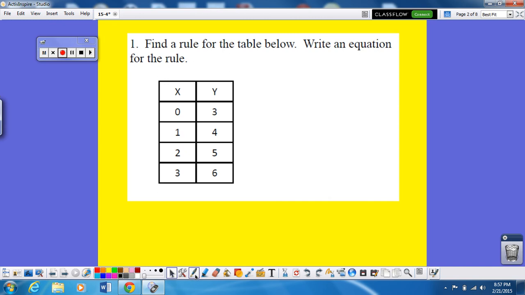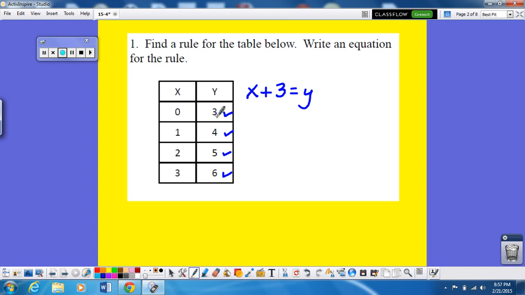So let's work with a few and see how this goes. Let's find a rule for this table. Let's see if we can figure out what they've done here. From 0 to 3, it looks like maybe they've added 3. 0 plus 3 is 3. 1 plus 3 is 4. That one works too. 2 plus 3 is 5, and 3 plus 3 is 6. So I can safely say that the equation for this table is x, so this column here, all these numbers, plus 3 is going to give me the y column.